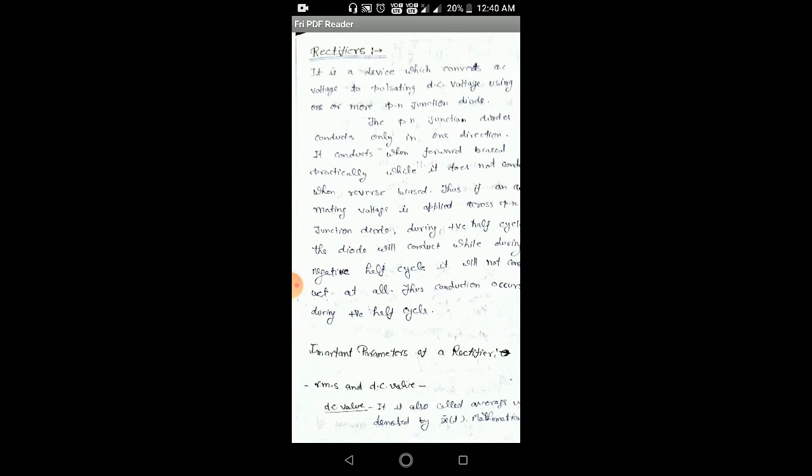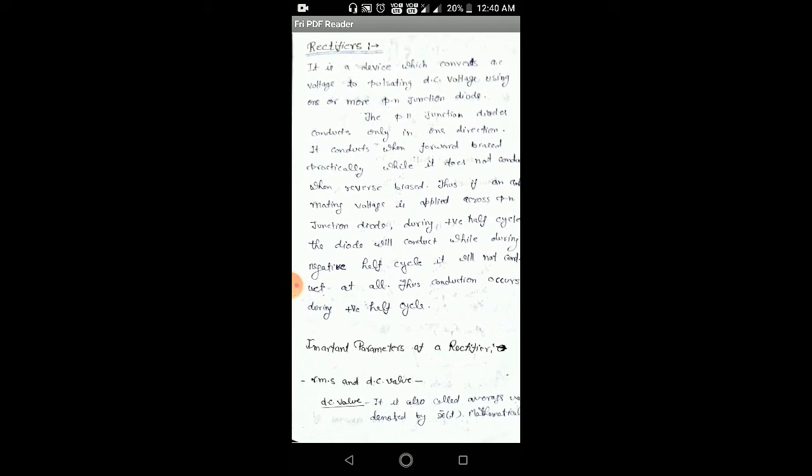Thus, if an alternating voltage is applied across a PN junction diode, then during the positive half cycle the diode will conduct, while during the negative half cycle it will not conduct at all. Thus, conduction occurs during the positive half cycle.